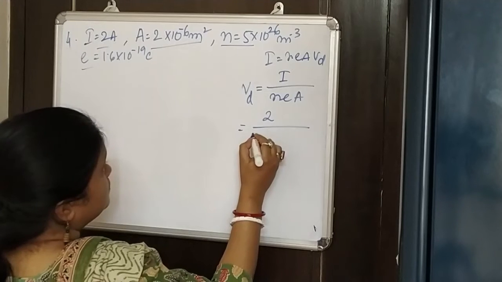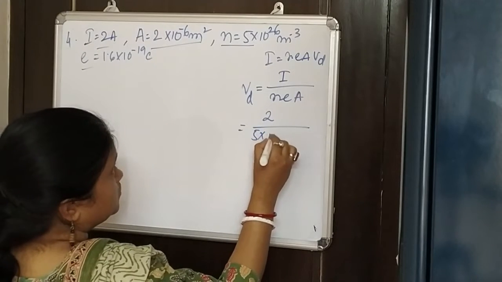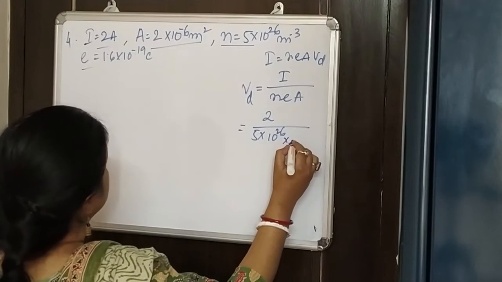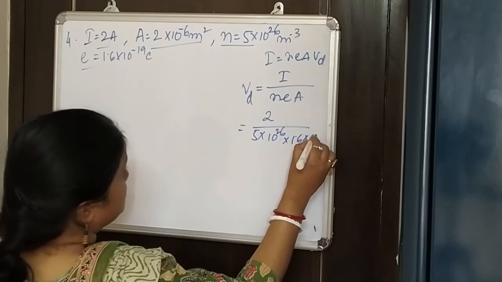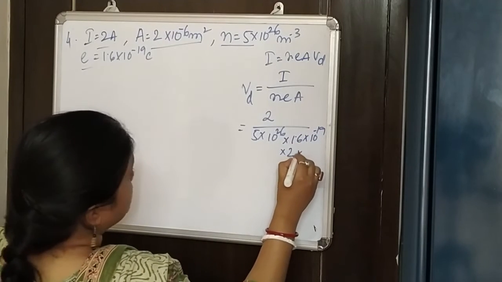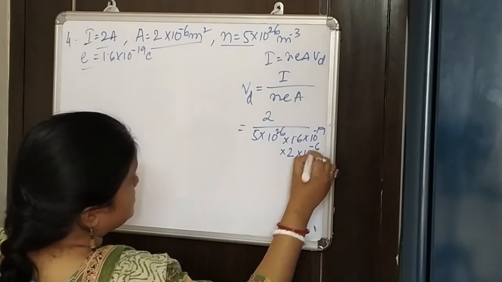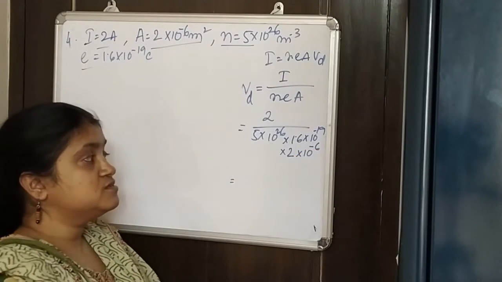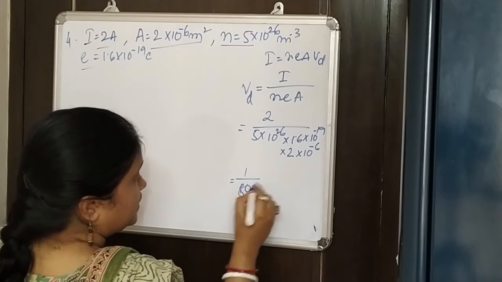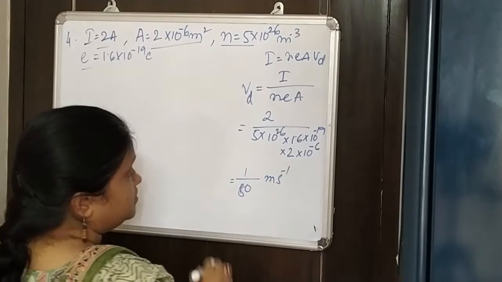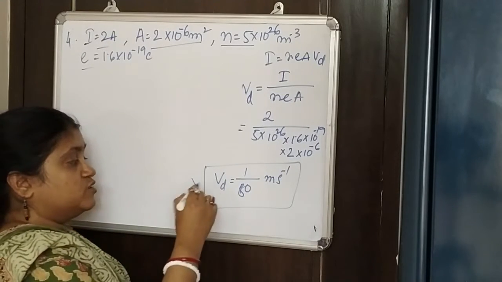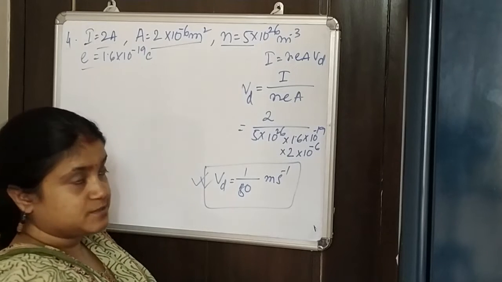2 divided by number density 5 into 10 power 26 into E, which is 1.6 into 10 power minus 19, into 2 into 10 power minus 6. So once you calculate all this, you would get 1 by 80 meter per second. That would be the answer, the drift velocity. Do check this answer.